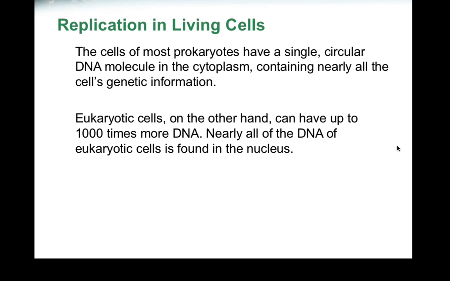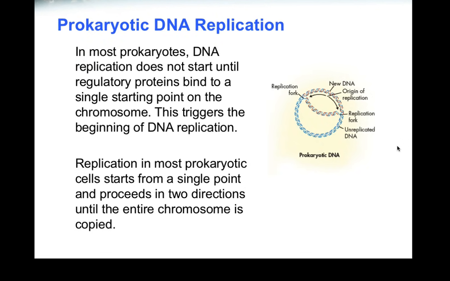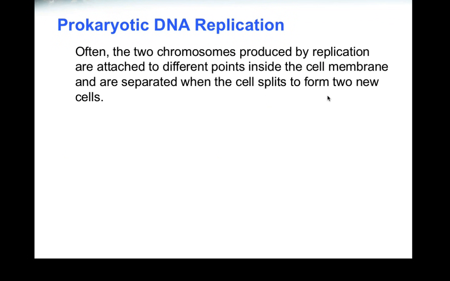So the cells of most prokaryotes, like I said, have a circular DNA molecule in the cytoplasm, containing nearly all the cell's genetic information. Eukaryotic cells have 1,000 times more DNA, so it takes us a lot longer to replicate. So here, this is a prokaryotic cell. The blue is the original cell, the red is the new. This is the part where they're starting, and then they're going to split until they replicate everything. It's super easy because it's a prokaryotic cell and it's just a circle.